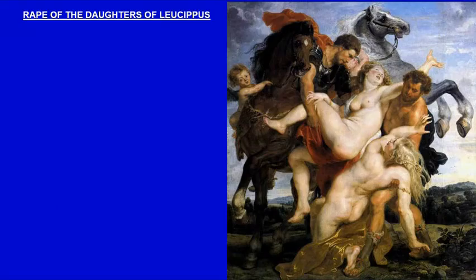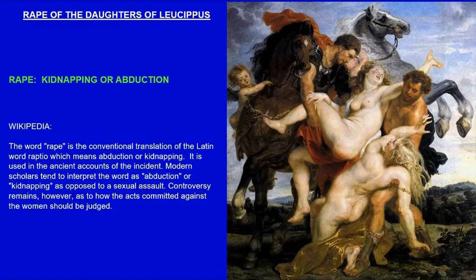Okay, so this is Rubens' painting of that account. The title of this picture is The Rape of the Daughters of Leucippus. Let me just go ahead and define the word rape for you. In this case, rape means kidnapping or abduction. When I looked up this painting on Wikipedia, it discussed the meaning of this word. And here's what Wikipedia says: the word rape is the conventional translation of the Latin word raptio, which means abduction or kidnapping. It is used in the ancient accounts of this incident.